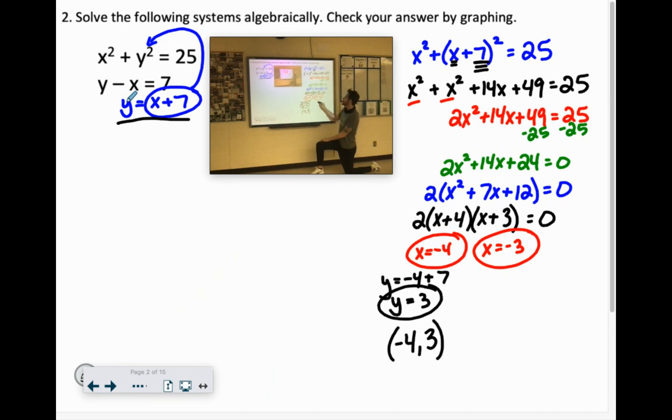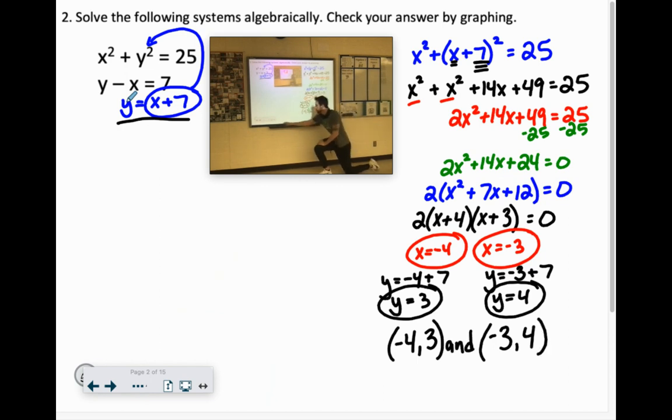The other one, y equals x plus 7. Negative 3 plus 7 is 4. So our other coordinate would be negative 3, 4. So these would be the 2 points of intersection.